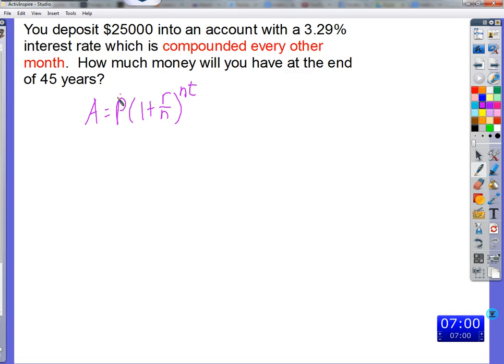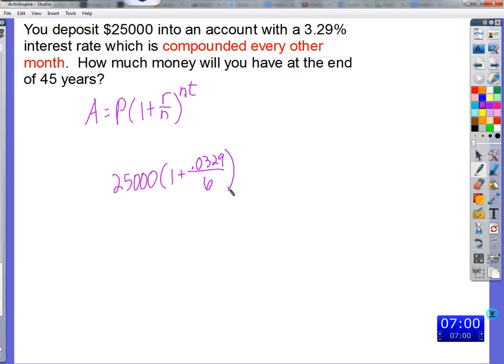So I'm going to explain it again, ignoring this for just a second. Our initial amount is 25,000. And our money's going to grow, so we're going to multiply by a number that's bigger than 1. 1 plus our percentage, and we need to express this as a decimal. So what is this as a decimal? 0.0329. Or 6. Every other month would mean 6 times. Every 2 months, there's 12 months in a year, so if we divide that by 2, we get 6.